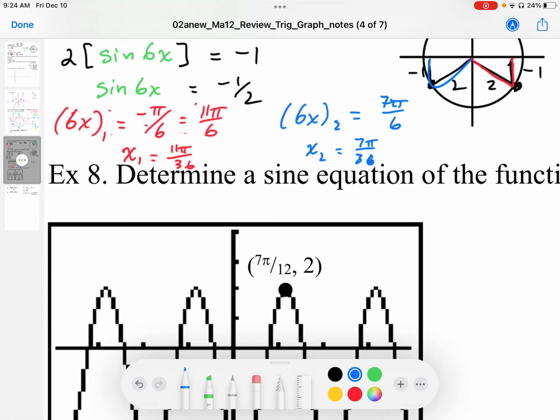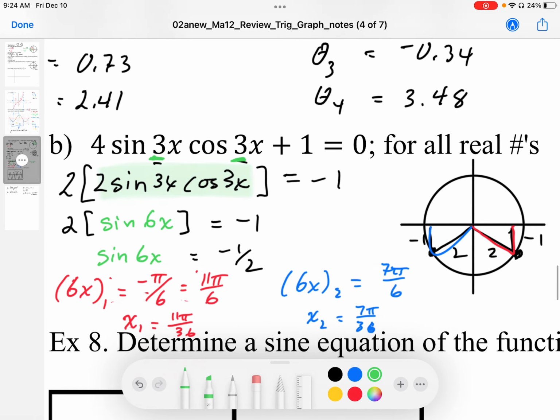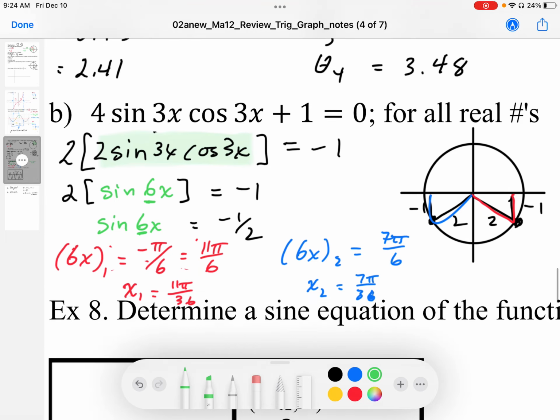But now I have to account for the fact that there is this horizontal compression going on here. Okay, so this horizontal compression of 3. Oh, sorry, that's not 3. The horizontal compression is 6. Okay, so just ignore that first part. The horizontal compression is not 3. We have to base our horizontal compression on the equation we solved.